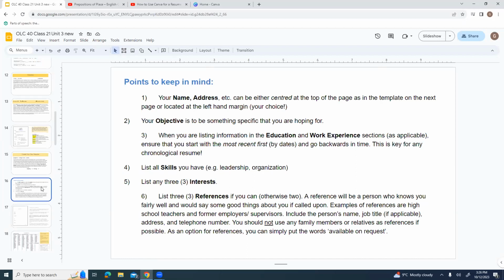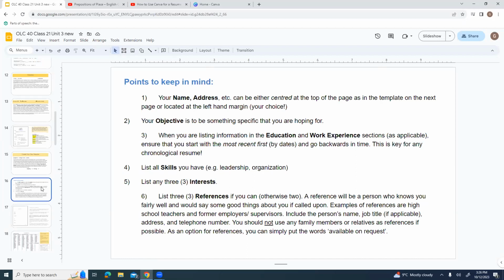Your name and address can be either centered at the top of the page, or you can put it on the left-hand side. You would never put it on the right-hand side because we read from left to right. Your objective is supposed to be something specific that you were hoping for in terms of work. They're being a bit vague there. I'll talk more about how to write an objective shortly.